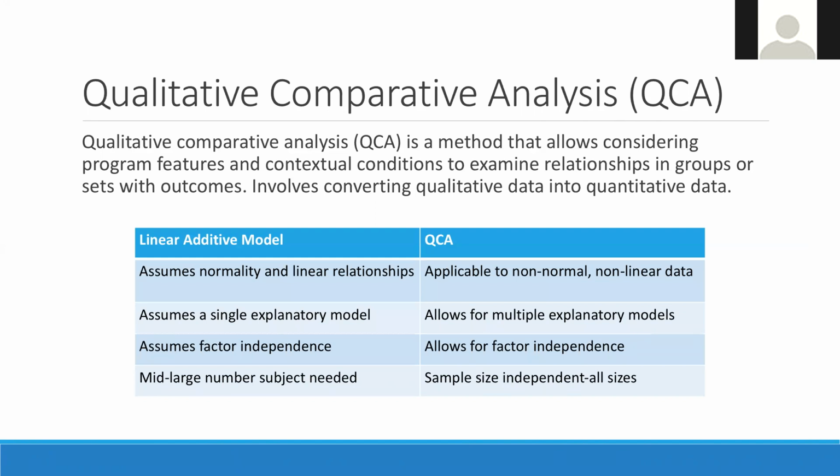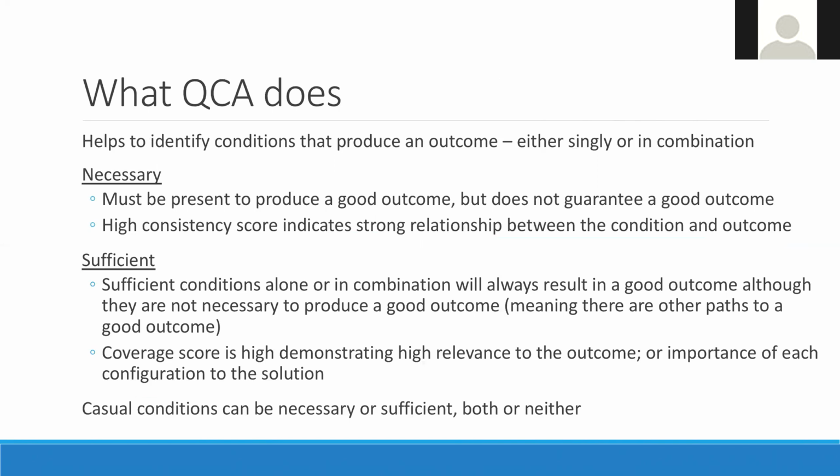So my little table here shows you if you are statistically inclined and you like numbers and you like to do statistical analysis, this math is not statistics. It is applicable to non-normal, non-linear data, and it allows for small sample sizes. So a couple things about it is it helps to identify conditions that produce or are related to an outcome, either singly or in combination.